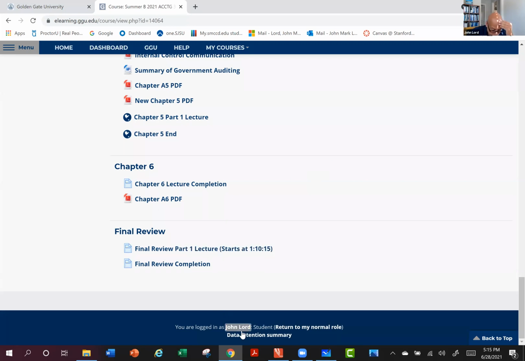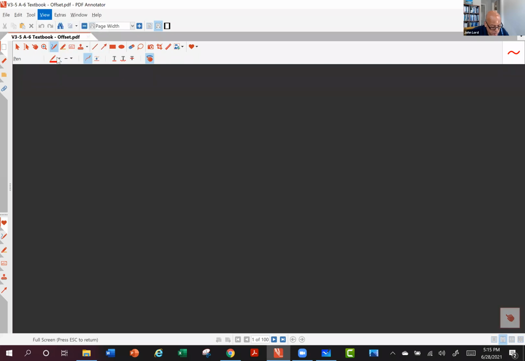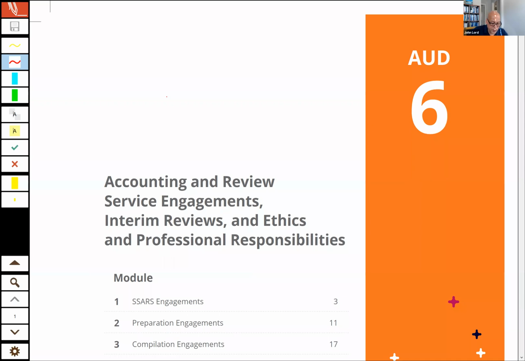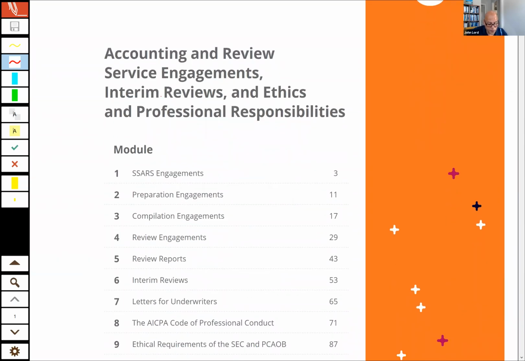Okay, and then let's just go ahead and open up the PDF for chapter 6 in full view. And let's take a look and get some sense of point value here from the outline.